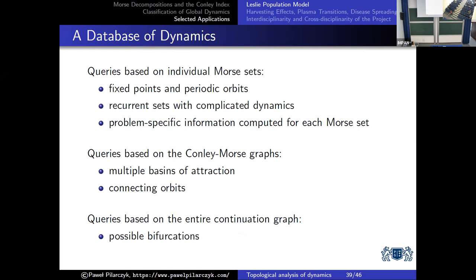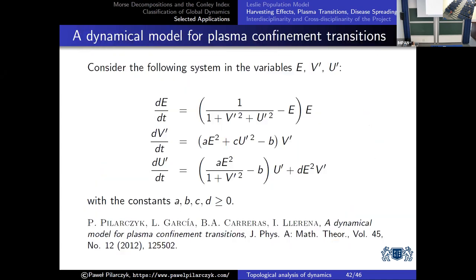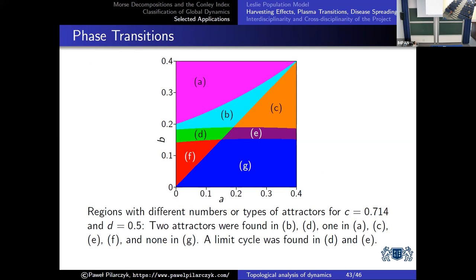Since my time is almost over, let me just show one more application. There were some applications with physicists. There was a three-dimensional system of ODEs that models plasma, and it is important to know the phase transition in plasma in order to eventually build the hydrogen power plant, but it will take some time. Using this method, we found some regions of parameters where there are some limit cycles. And we checked this from the topological point of view that these are cycles, not just large isolating neighborhoods.